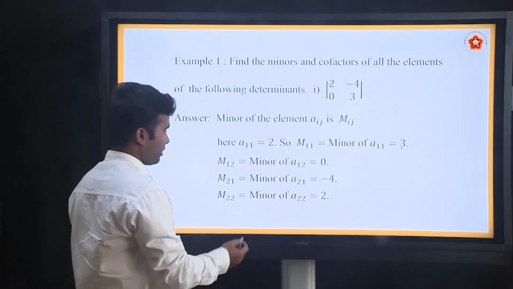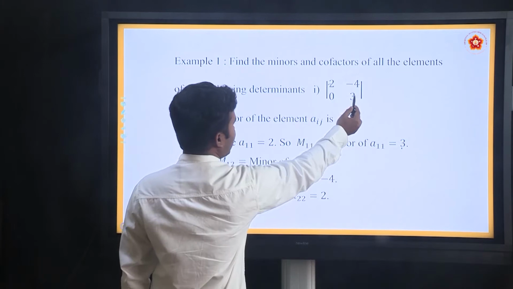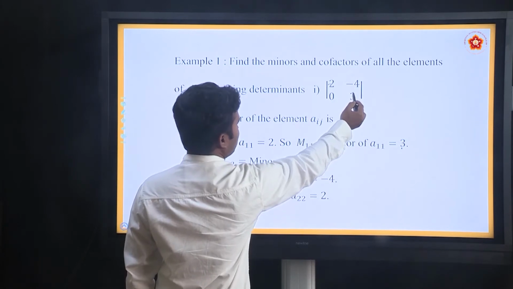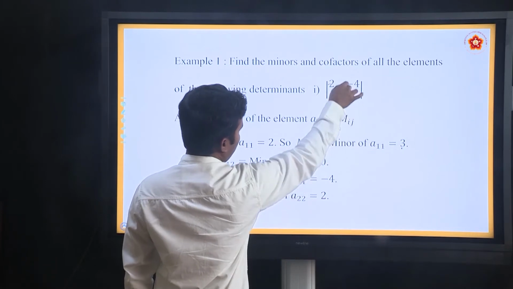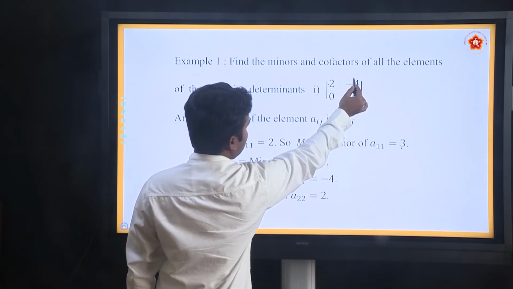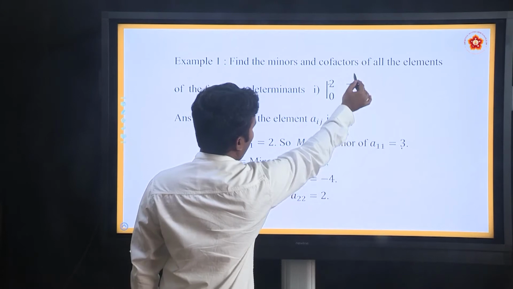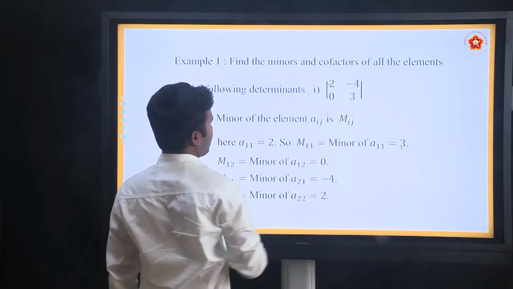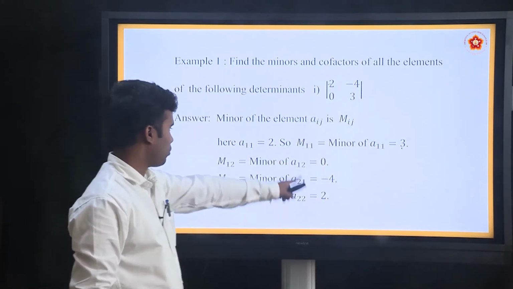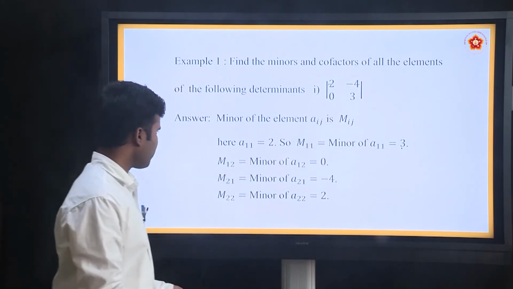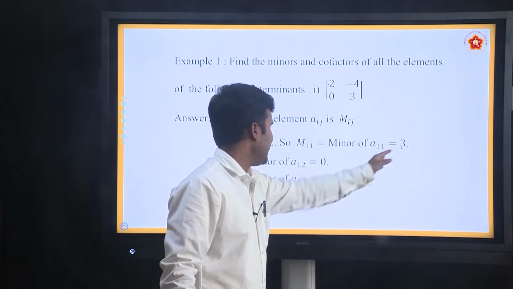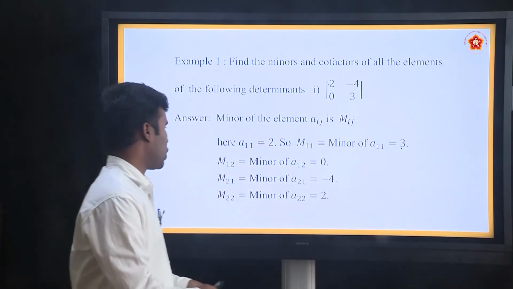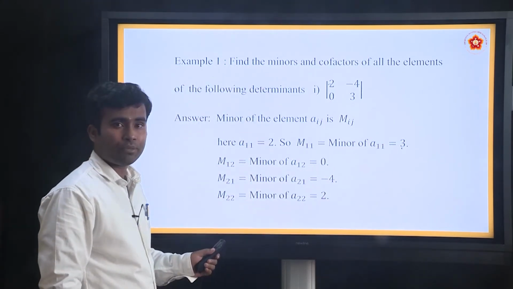Similarly you can find the minor of a22. How can you find the minor of a22? This is a22. This element lies in the second row, second column. You just delete the second row and second column, and you will be left with 2. Therefore, 2 is the minor of 3. Hence, we obtained the minors of this one as 3, 0, minus 4 and 2.